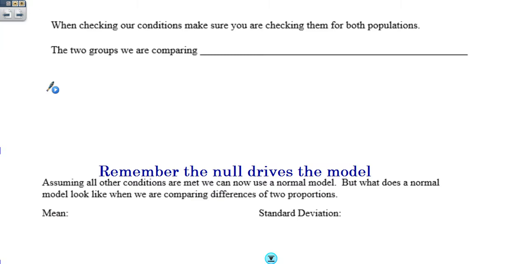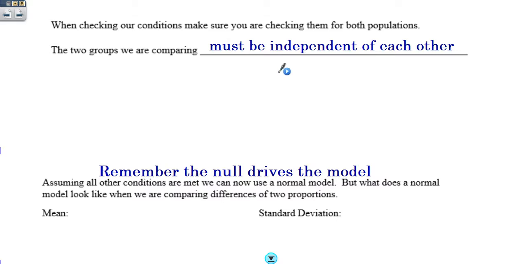So when you're checking your conditions, you want to make sure that you're checking them for both populations. Something you might want to say is that the two groups that you're comparing have to be independent of each other. Before we would just say that the people in the samples were independent. Now we actually have to say that proportion 1 is independent of proportion 2. With the NP-NQ condition, you're going to have to check that twice now as well. So when you're checking conditions, it's just going to get a little bit more wordy because there's two groups of things happening.